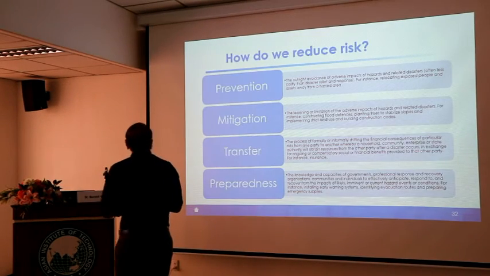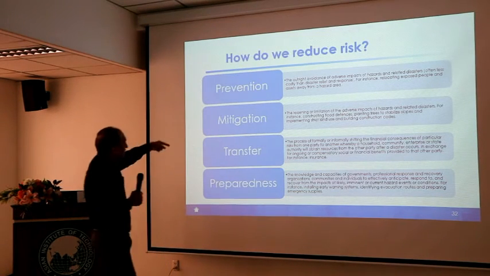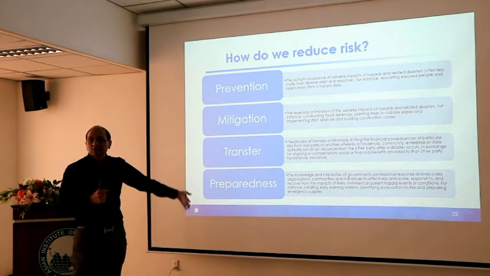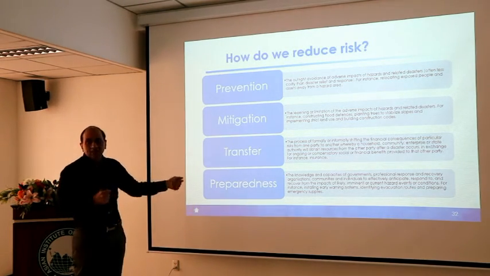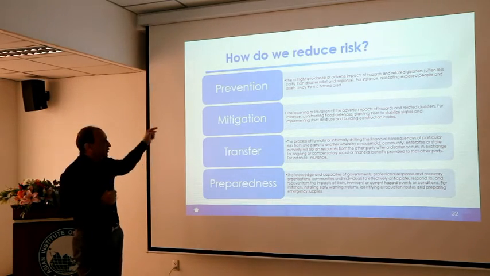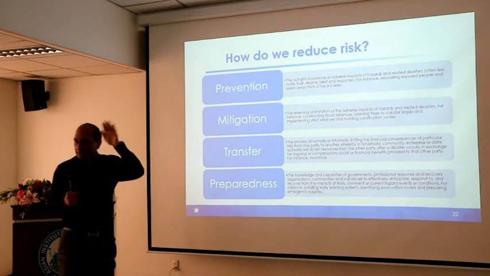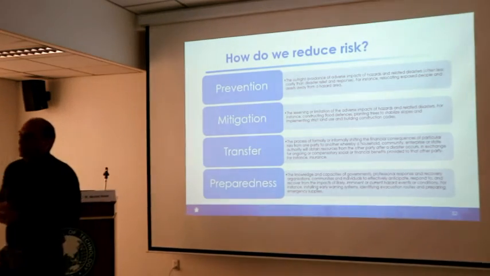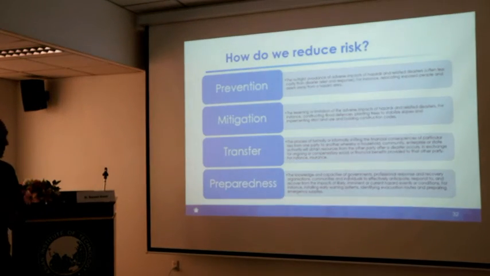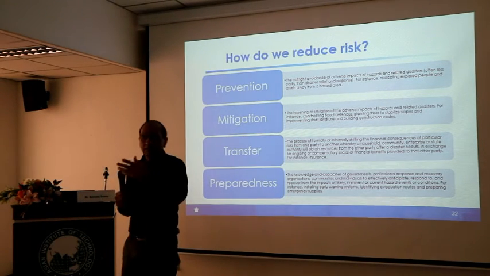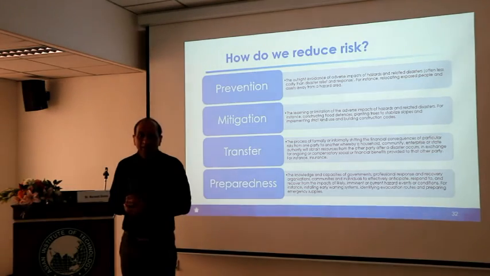Next one. So prevention, mitigation, transfer, preparedness, all these are parts of the risk reduction process. You prepare yourself, first of all you prevent it, then you mitigate, then you prepare, then you manage all these things. So these are the things that people can do to reduce the risk. Training, capacity building, knowledge, making people aware is very important.